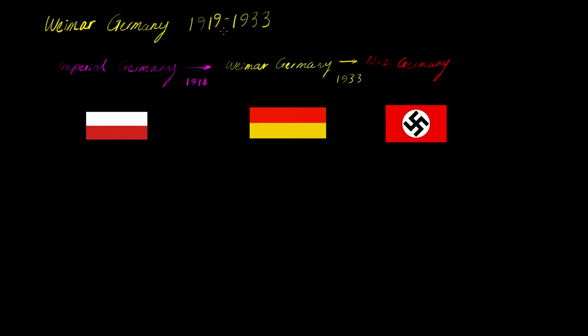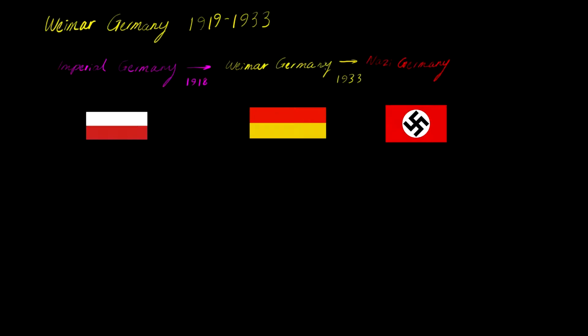Weimar Germany was a state of Germany between 1919 and 1933, from the end of World War I to Hitler's takeover of power. So as you can see here, before World War I started, we have Imperial Germany, which then became Weimar Germany. And then, of course, when Hitler took power in January 1933, we have Nazi Germany. But for now, we're going to be looking at Weimar Germany, also known as the Weimar Republic.